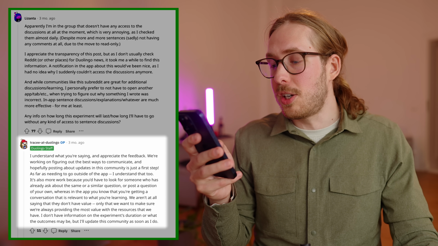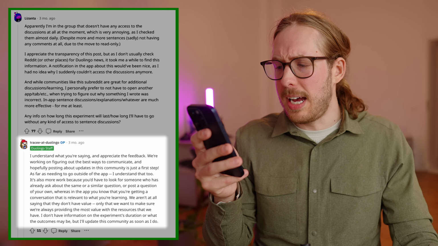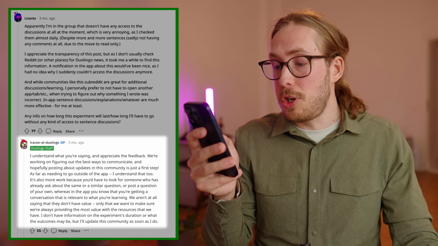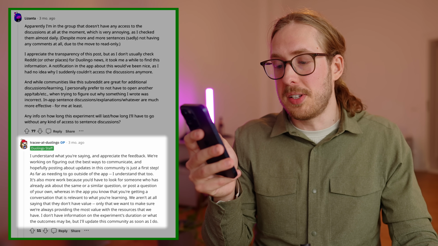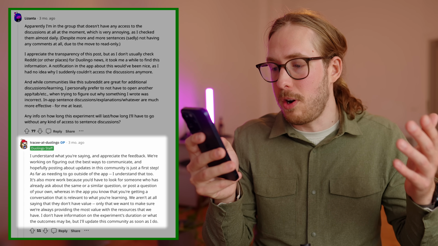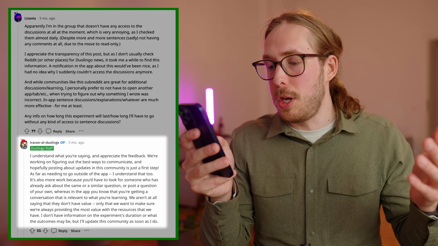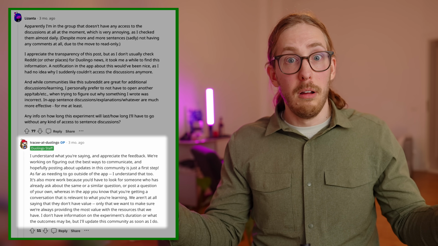As far as needing to go outside the app, I understand that too. It's also more work because you'd have to look for someone who's already asked about the same or a similar question or post a question of your own, whereas in the app, you know that you're getting a conversation that's relevant to what you're learning. Okay, we do have a sane person here. Tracy understands all the problems with removing this. It seems like she's got maybe an owl with a gun to her head, and she's like, I understand this is a really bad decision, and this is actually really awful, and is making everyone's learning experience worse.